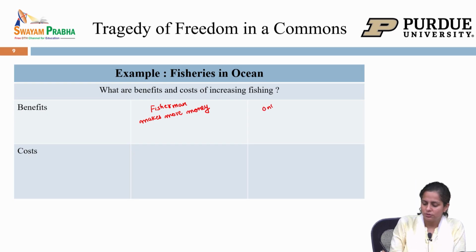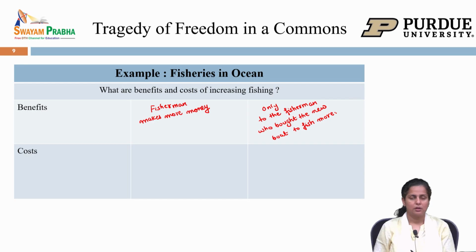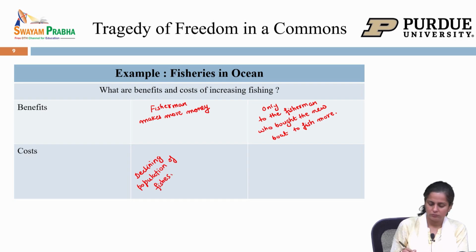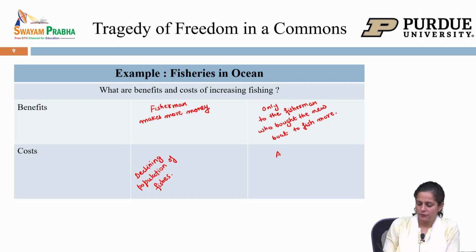And it is only to the fisherman who bought the new boat to fish more. What are the costs? The cost is that there will be a declining population of fish, and it is actually borne by everyone. All the fishermen have to suffer.